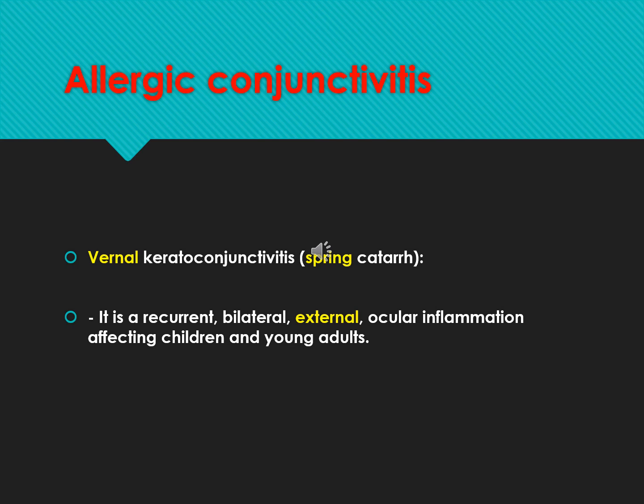The third type of allergy is vernal keratoconjunctivitis. This is the chronic or recurrent type of allergic conjunctivitis. Vernal keratoconjunctivitis we will mention in detail. It is an interesting topic with a corneal complication. This type is a recurrent bilateral external ocular inflammation affecting typically children and young adults. This type of allergy is a type 1 and type 4 hypersensitivity reaction. There is a role for IgE and the cell-mediated immune response.